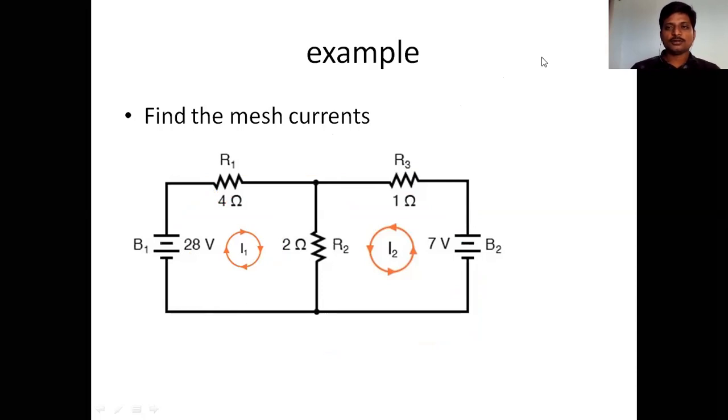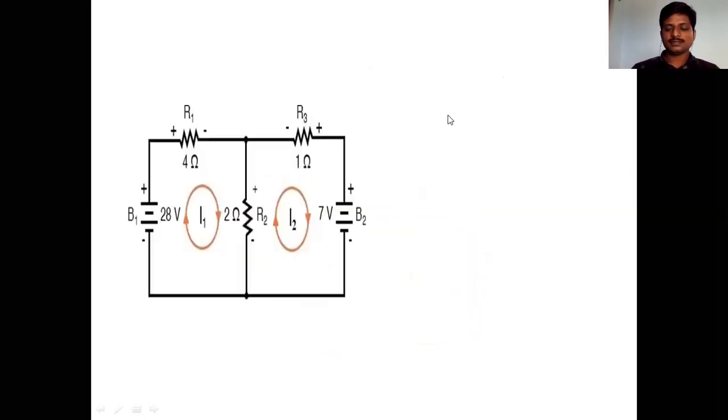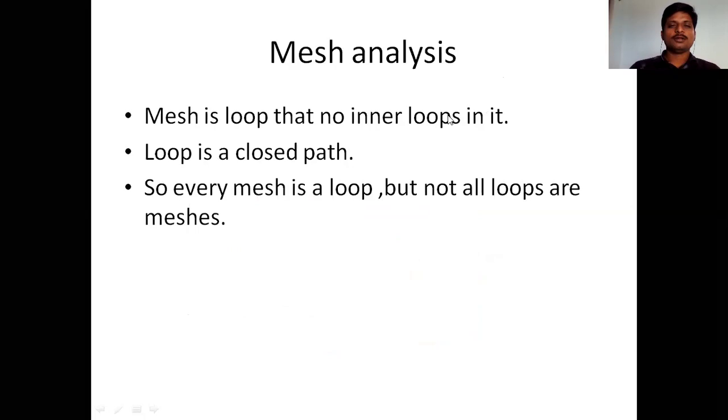So in order to do mesh analysis, first we need to understand what a mesh is. As I told you, a mesh is a loop with no inner loops in it, and a loop is a closed path. So you can call every mesh a loop, there is no problem, but you cannot call every loop a mesh. That you need to remember.